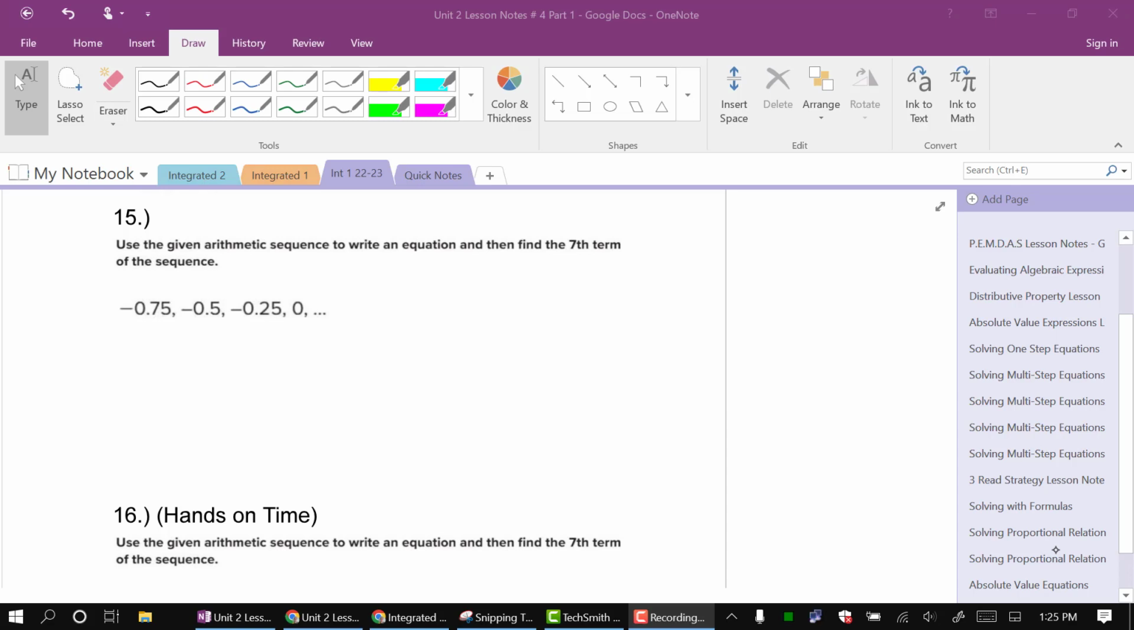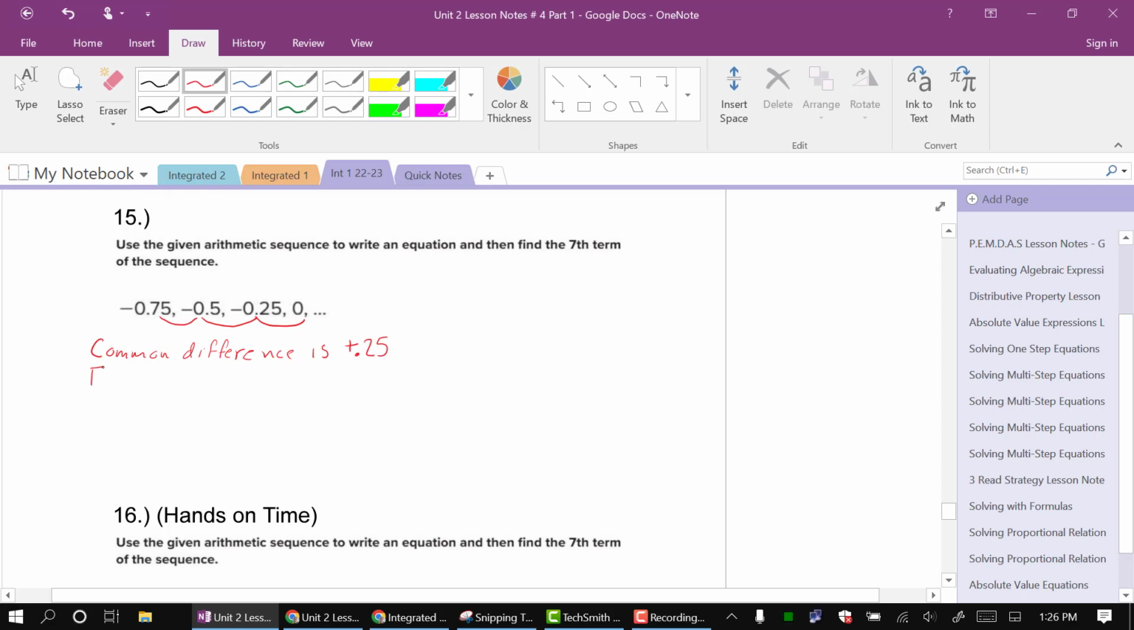Welcome back, everyone. Let's take a look at number 15, continuing on the idea that we've been working on in this lesson. So we want to find the seventh term of this sequence. At first, we want to find the common difference between each one of the terms. And our common difference is we're adding 0.25, or we're adding a quarter for each one.